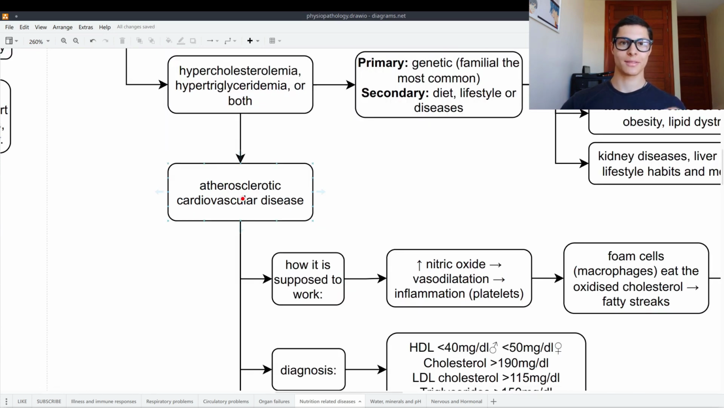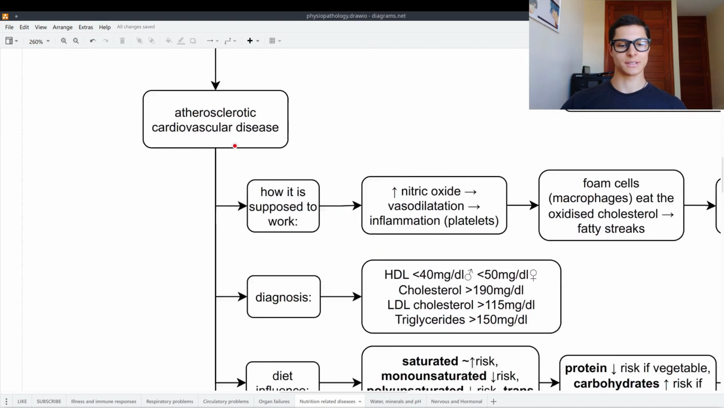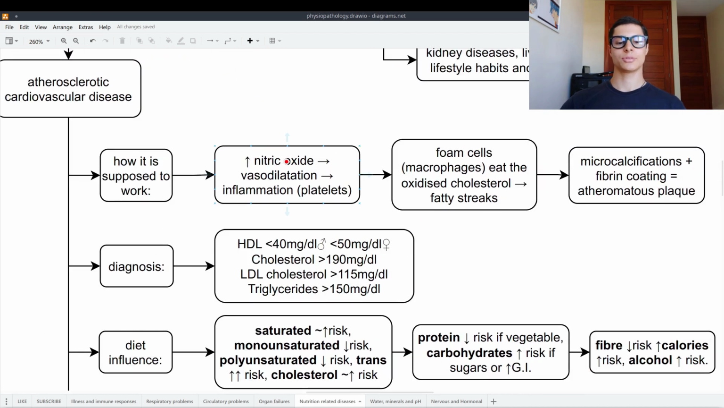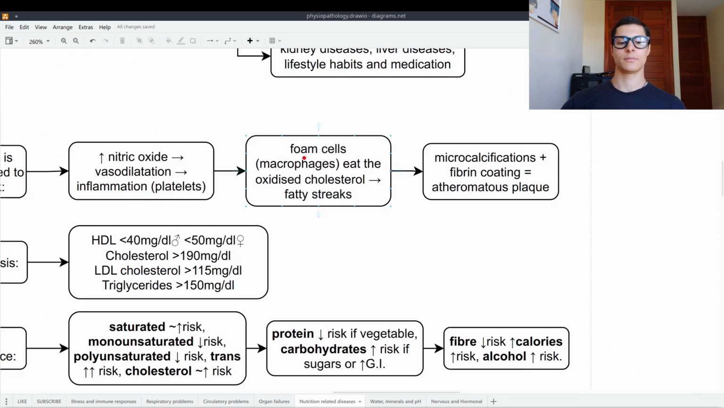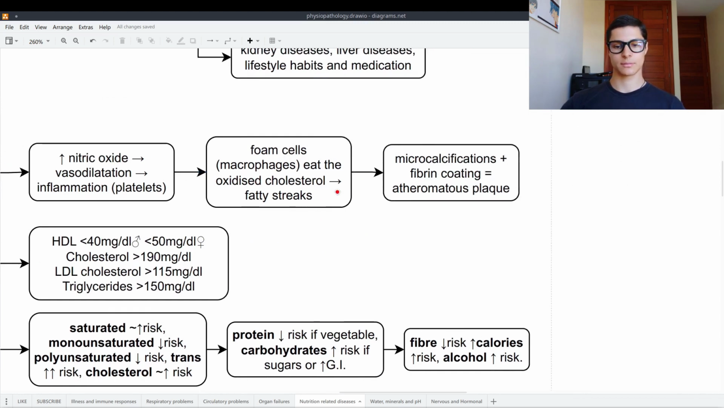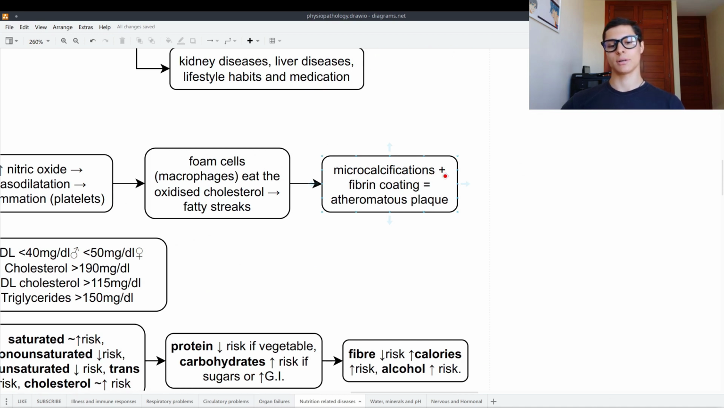So now let's take a look at the atherosclerotic cardiovascular disease. How is it supposed to work? High nitric oxide will create vasodilation, and this happens when there is inflammation. Platelets. Foam cells, macrophages, eat the oxidized cholesterol, and there is a creation of fatty streaks. Then the microcalcification plus a fibrin coating will create the atheromatous plaque.